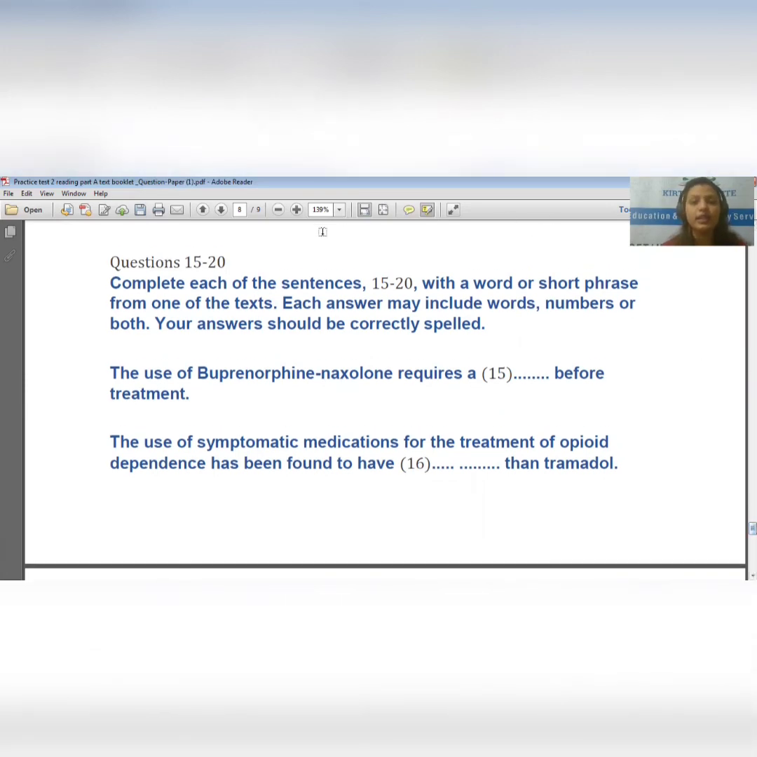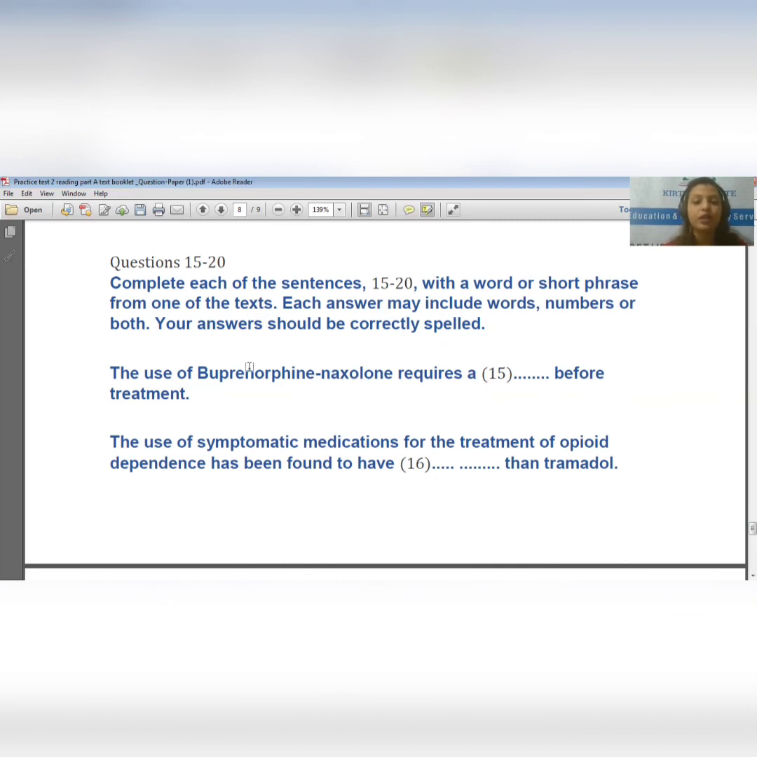Let's see questions 15 to 20. Complete each of the sentences 15 to 20 with a word or a short phrase from one of the texts. Each answer may include words, numbers, or both. It is a plural form, so it can be more than one word or numbers. Your answer should be correctly spelled.